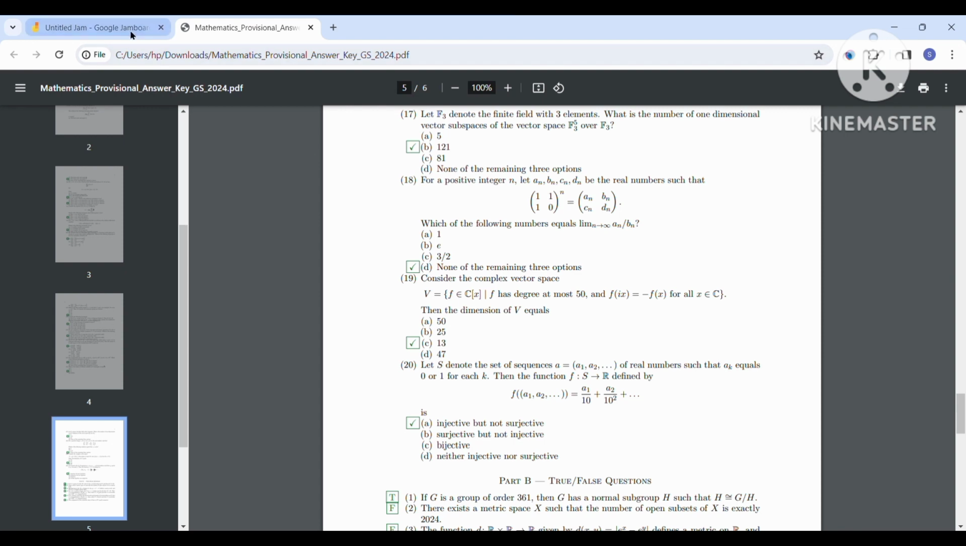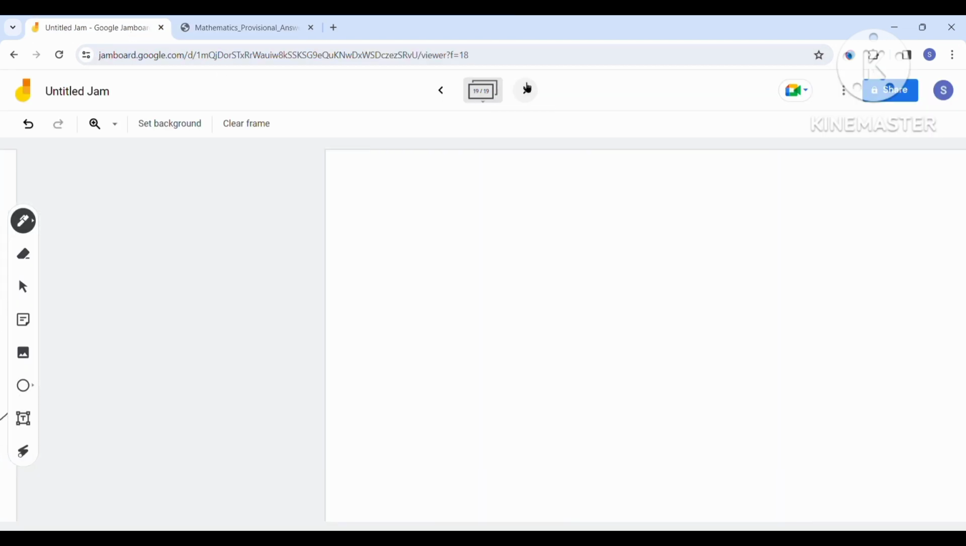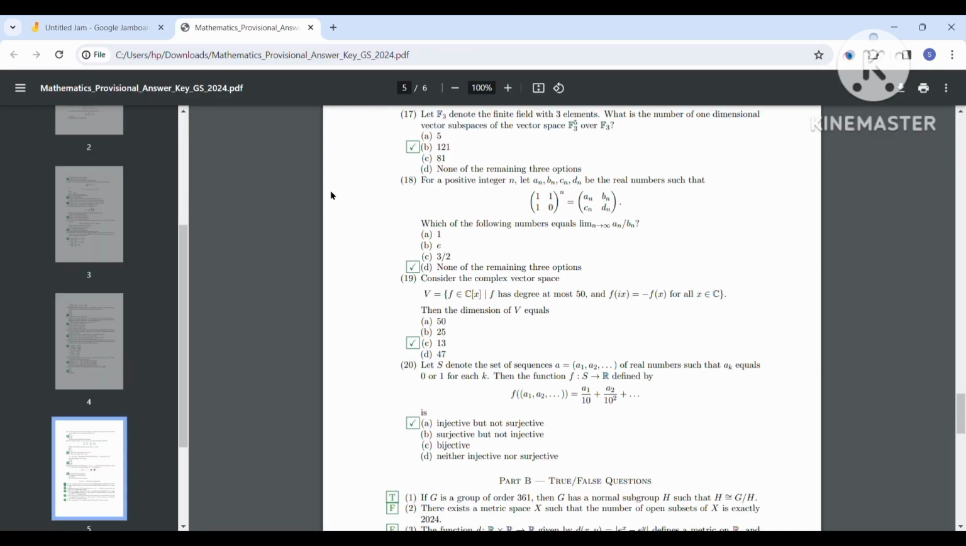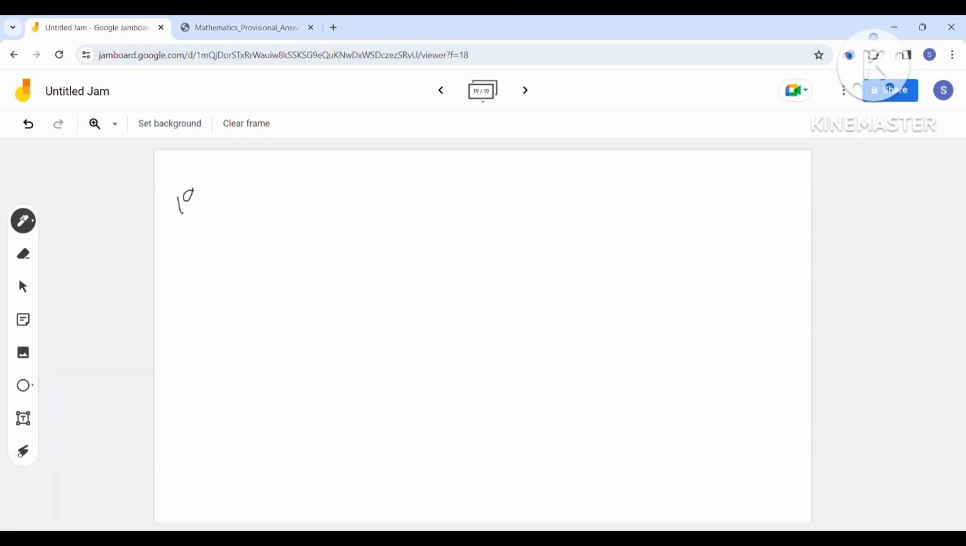Okay, now come to problem number 19. It's given that we are considering all complex polynomials of degree at most 50 that satisfy the condition. Let's take the polynomial to be of degree 3. Say p(x) equals a0 plus a1x plus a2x square plus a3x cube.